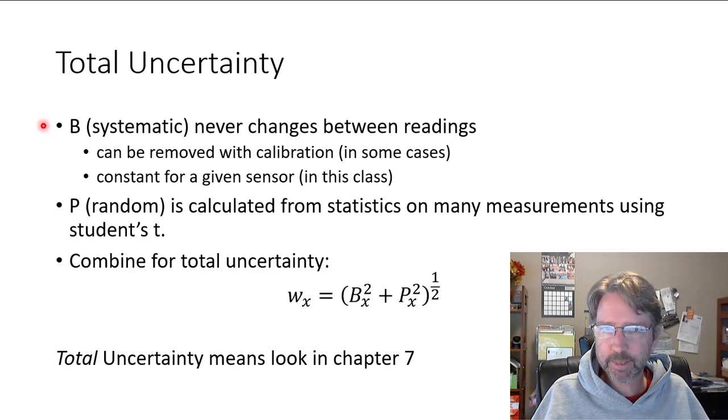So when we have the systematic uncertainty and the random uncertainty, we can combine them together using propagation of error techniques, using the root of the sum of the squares, and find the total uncertainty. So our goal now is to find the systematic and random uncertainties to combine to the total.